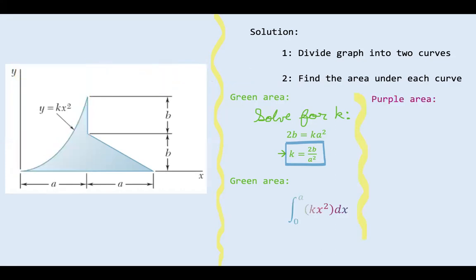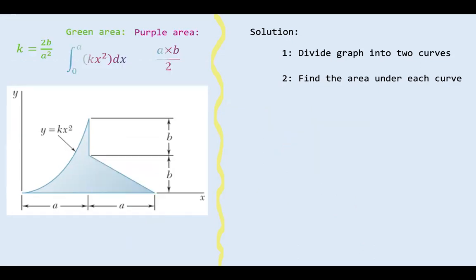For the second curve, the purple area, we can simply find the area of this shape by knowing the area of a triangle is equal to the base times the height divided by 2. So it'll be equal to a times b divided by 2.